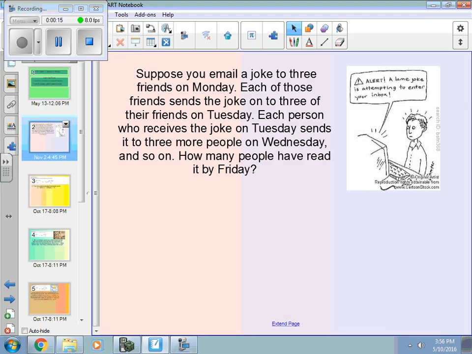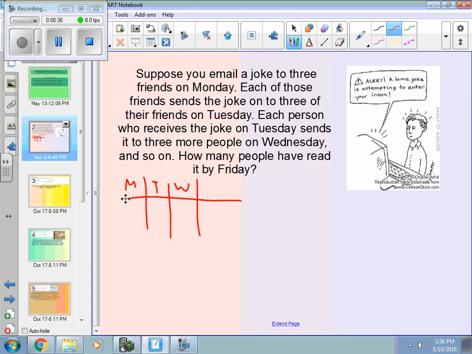It says, suppose you email a joke to 3 friends on Monday. Each of those friends sends a joke to 3 of their friends on Tuesday. Each person who receives that joke sends it to 3 more people, and so on. How many people have read it by Friday? So for this type of situation, we could make a table. So we've got Monday, Tuesday, Wednesday, Thursday, and Friday.